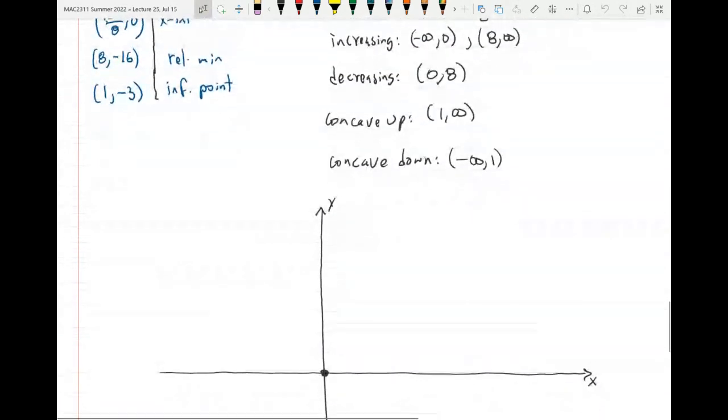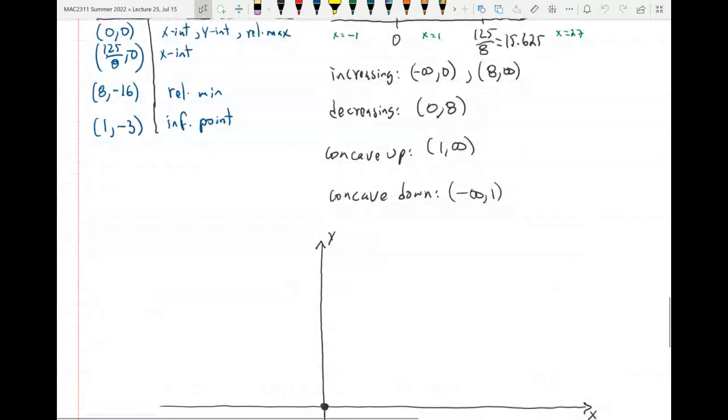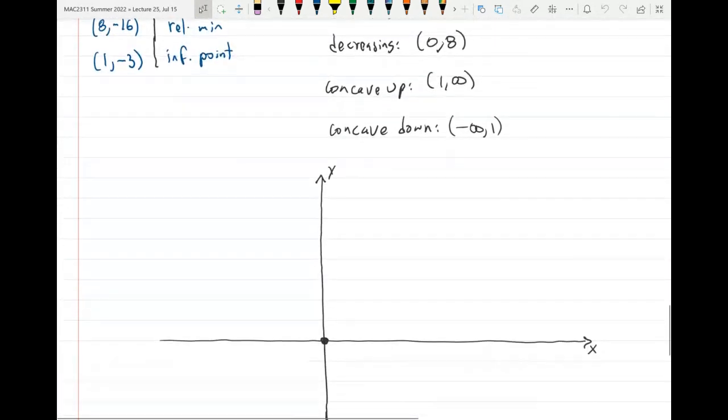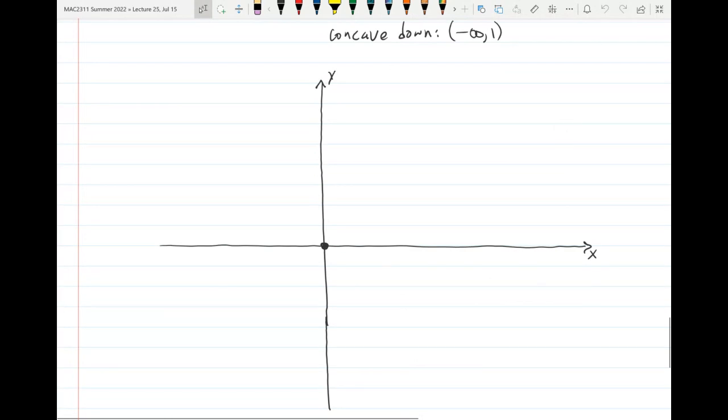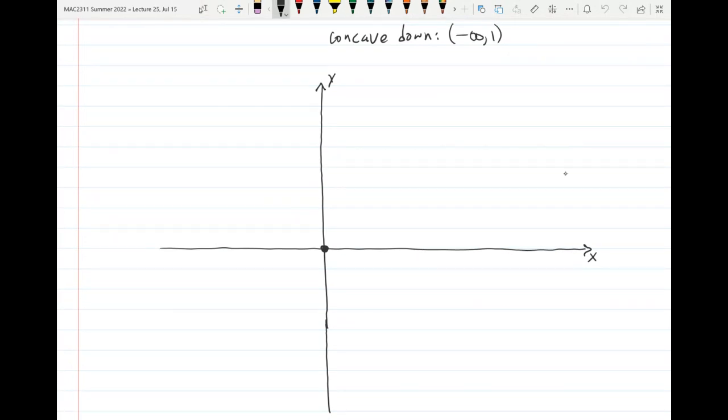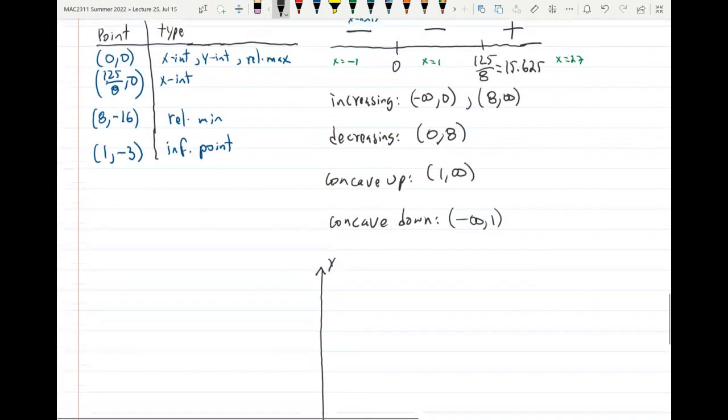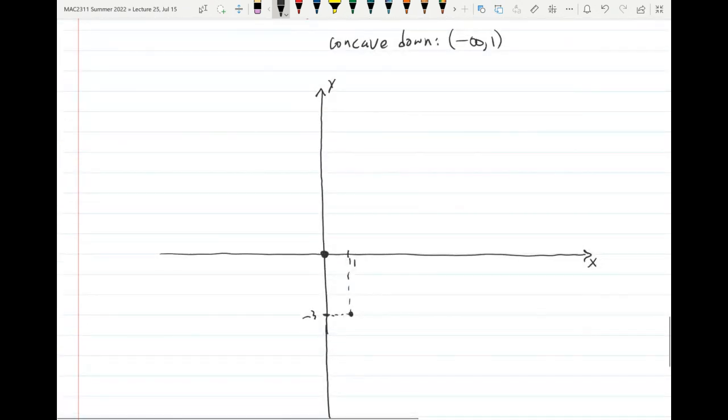Okay, 125 over 8, 0. All right, first, I guess, let me do the small ones. So 1 comma negative 3. Let's say I'm gonna put the 1 here and the negative 3. I mean, this is not gonna be up to scale, because otherwise we need too much space. Let's see, 125 over 8. I'm just gonna stick it over here.